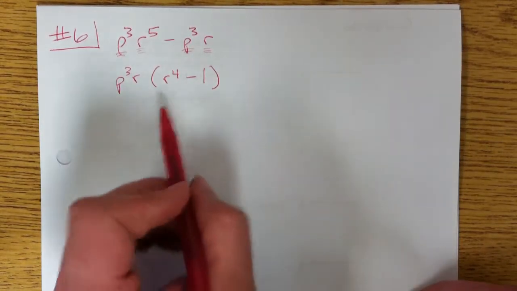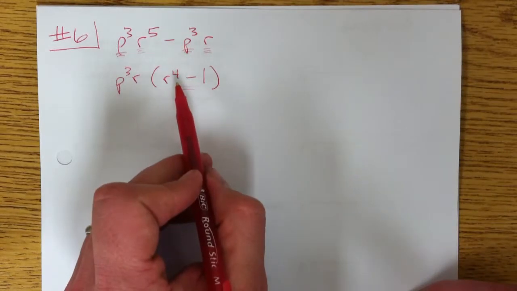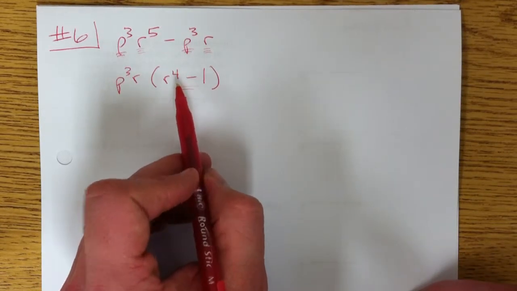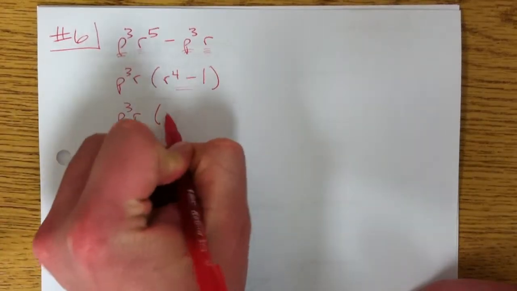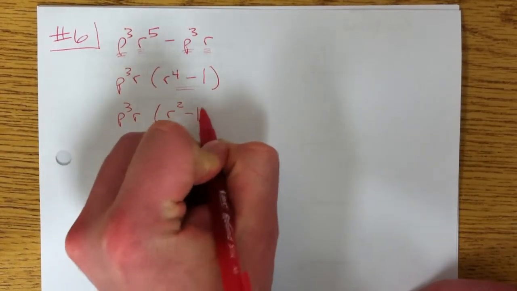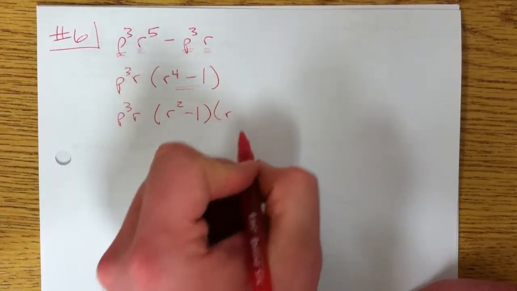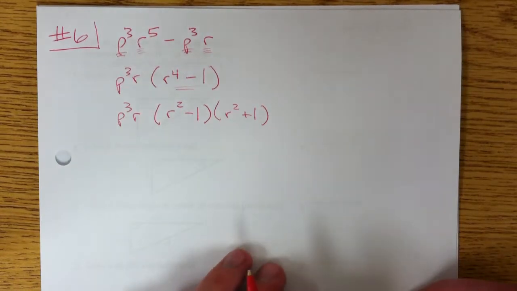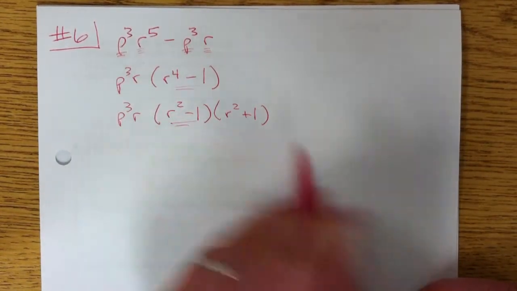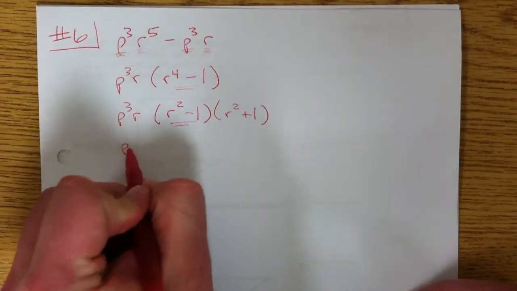Now, am I done? Well, you want to look at this and see, can I factor it further? Well, when you have an even exponent, you can factor that further. So again, your p cubed r is just going to hang out up front. This is a difference of 2 squares because the square root of 1 is 1. So you have r squared minus 1, r squared plus 1. So again, now you're thinking, okay, am I done? Well, you want to double check again to see if you can factor anything further. And this one does indeed factor further.